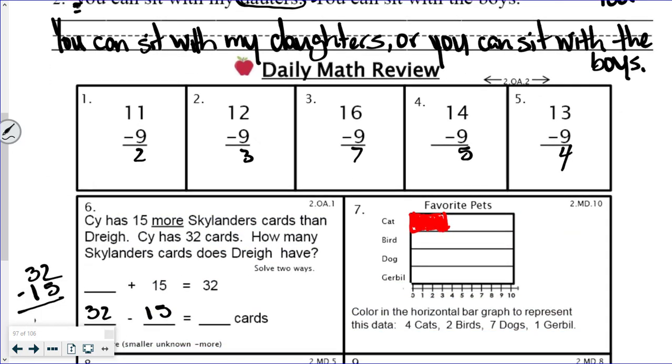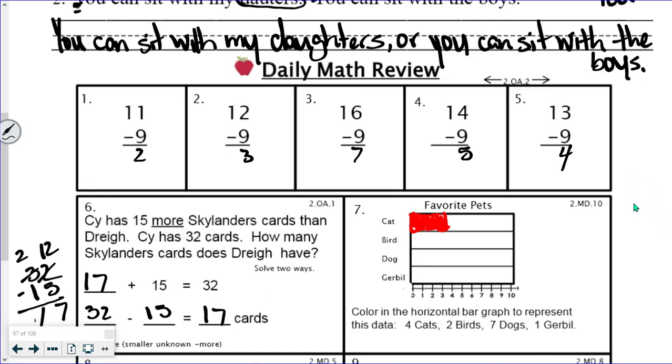Okay, so we explained this part already. So we're finding out the difference between 32 and 15 to figure out how many Skylanders cards Dre has. So 2 minus 5, can't do it. We got to regroup. So this becomes 2. This becomes 12. And so then we've got 12 minus 5 is 7. And 2 tens minus 1 ten is 1 ten. So 17. So that means Dre has 17 cards. And then 15 more tells you how many cards I has, which is 32.